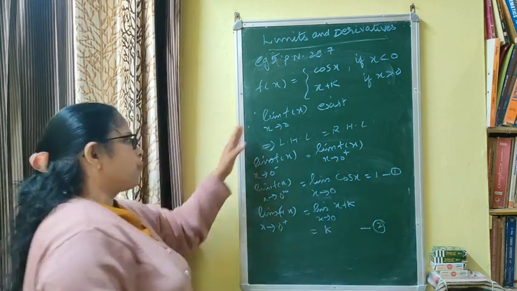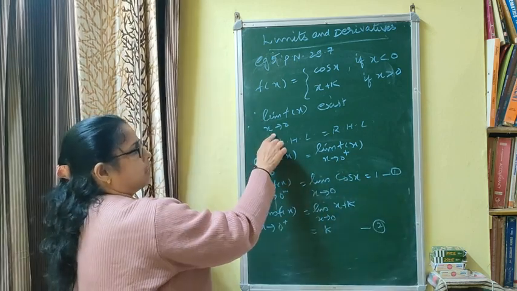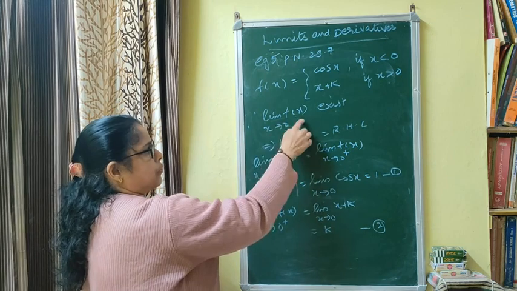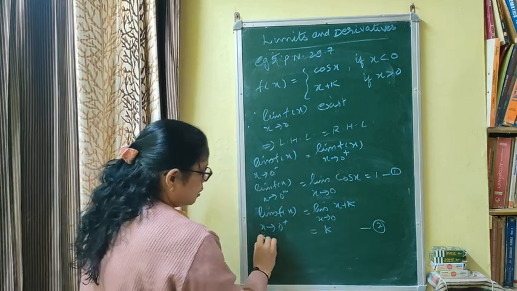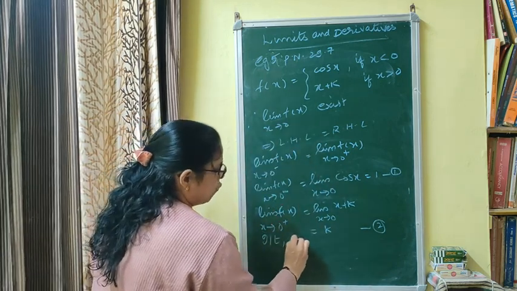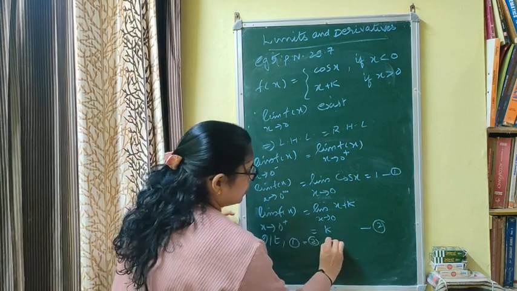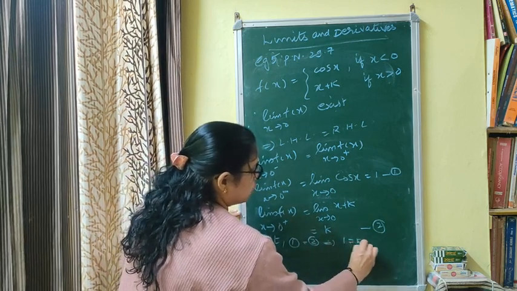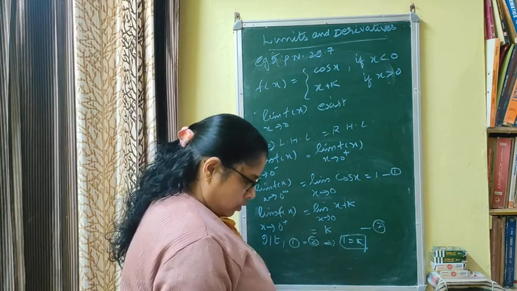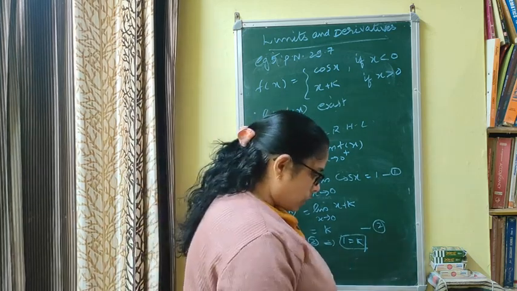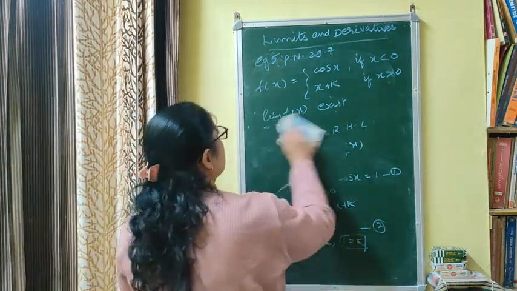You are given that the limit of the function f(x) as x tends to 0 exists. So you can write that 1 is equal to 2, that implies 1 is equal to k. That is, the value of k is equal to 1. This is the basic question. This type of question you can expect for only 1 mark.